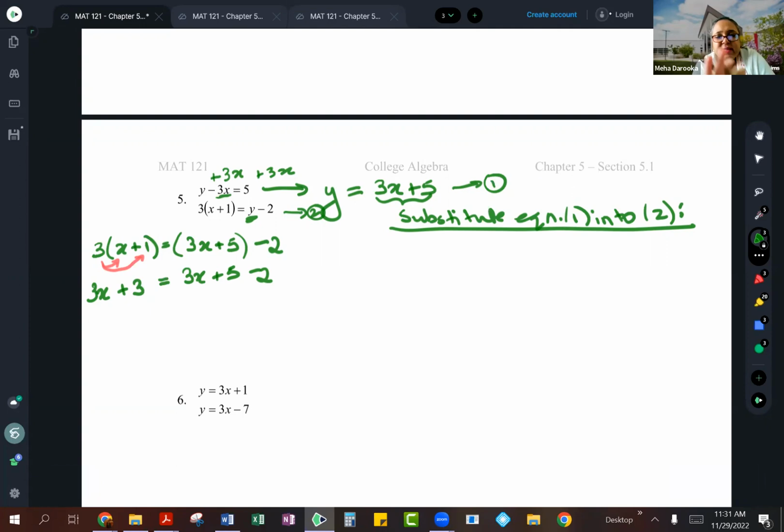So our goal is to get the x terms on one side and the constant terms on the other. So we can go ahead and add the 5 and the negative 2 on the right-hand side. Go ahead and combine like terms. So 5 minus 2 will, of course, end up giving us 3.